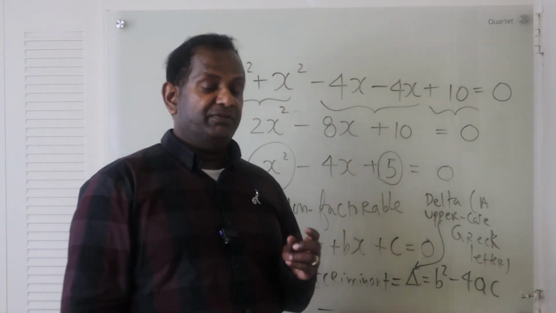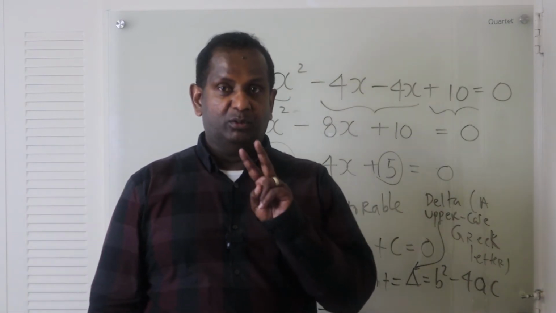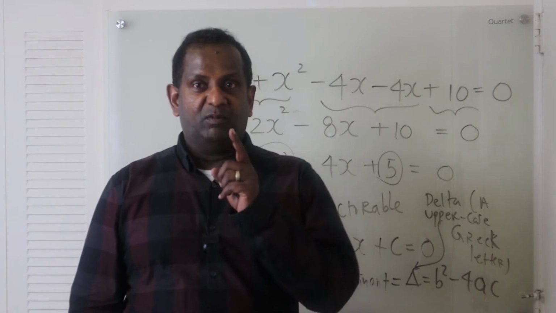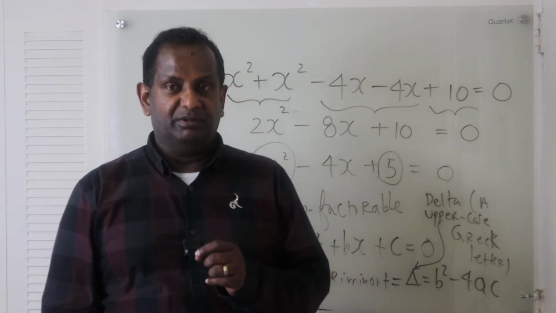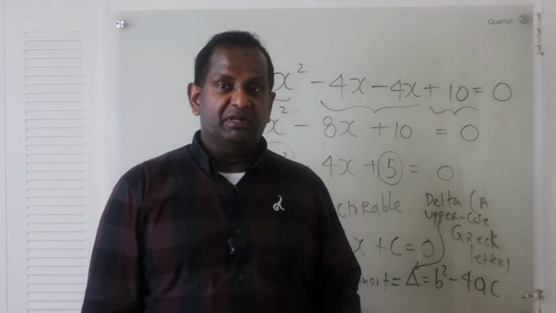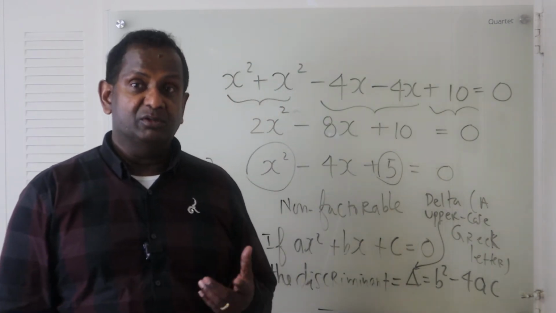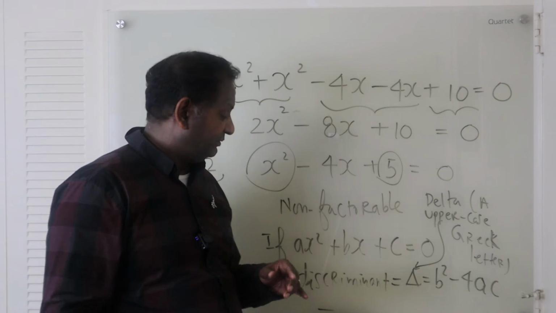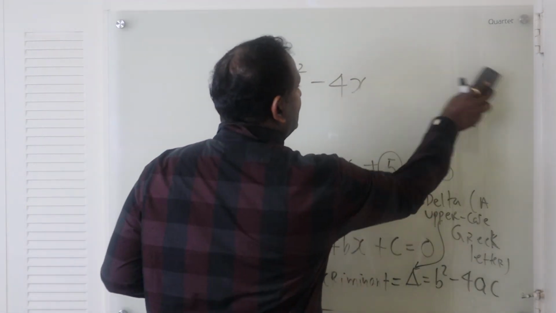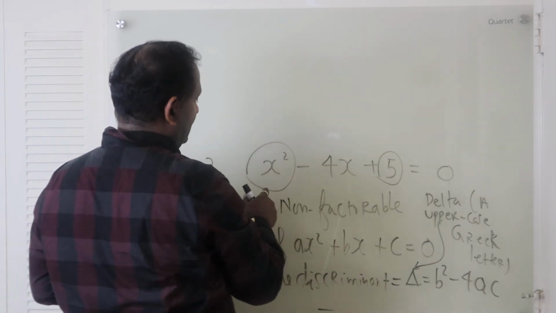In another way, if delta is positive, we have 2 distinct solutions. If delta equals 0, we have one real solution. If delta is negative, we don't have real solutions. We have complex solutions, but we don't want to get into complex solutions. So let's apply this to this equation.